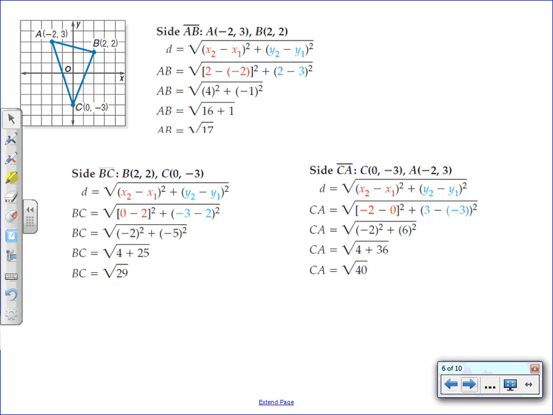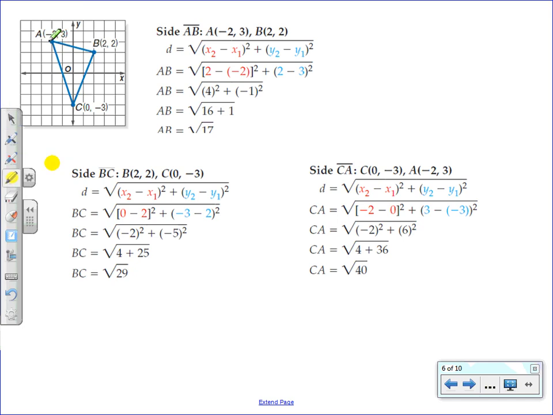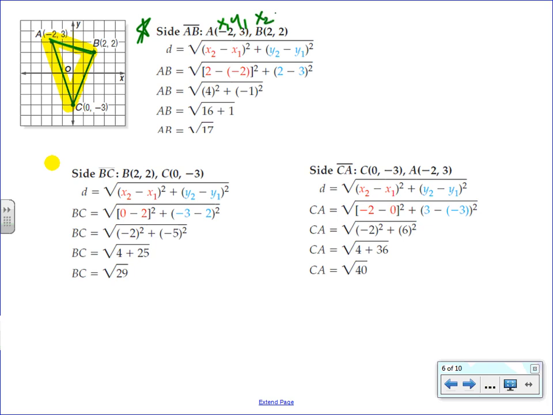All right, here we go. So we're going to find the perimeter, right? Let's start with side AB, right here, okay? We're going to find this distance first. And here they've written, you have your points, (-2, 3) and (2, 2), all right? So let's label our points x1, y1, x2, y2. Here's our formula.